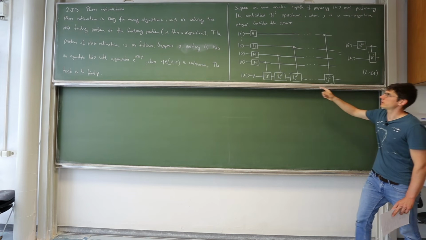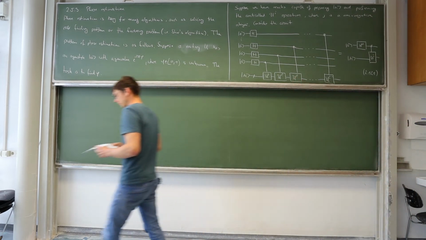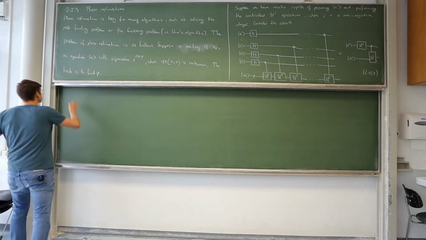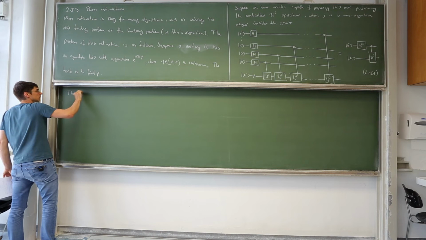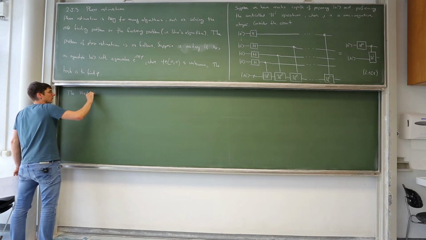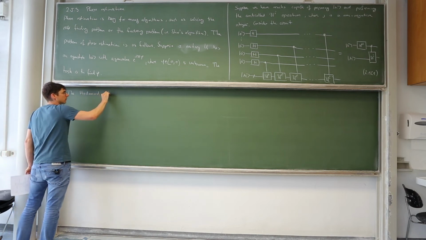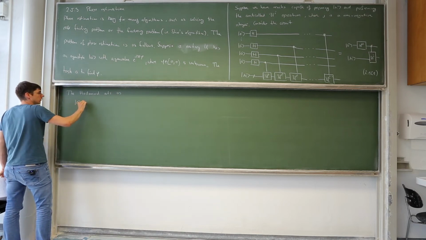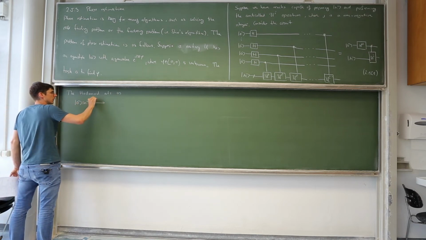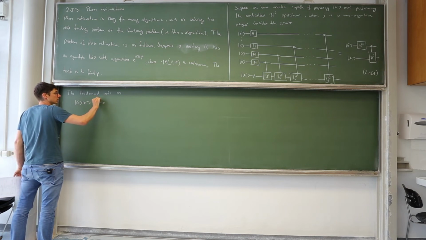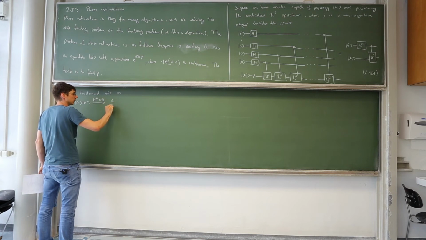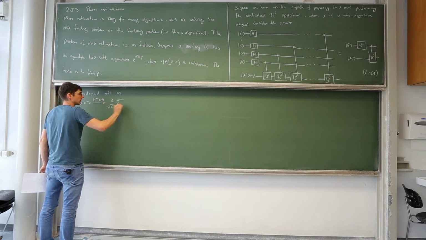So let's calculate what's happening here. First, what we do is we Hadamard. The Hadamard acts on the 0 register, giving a state with U, and then we Hadamard the first register. Again, we have such a state.